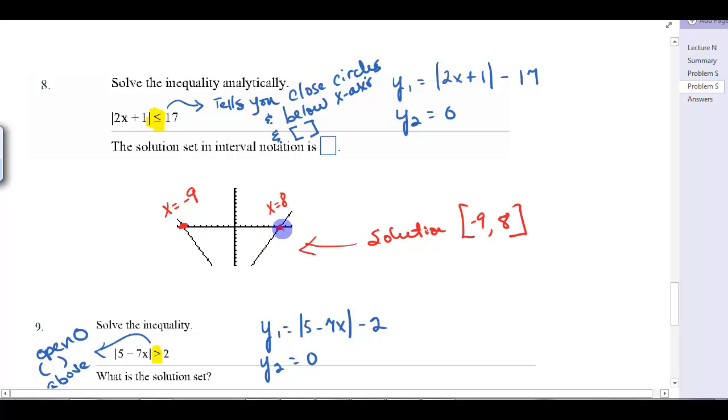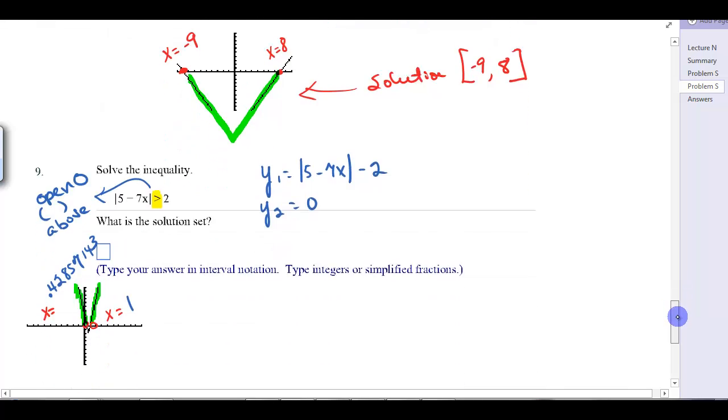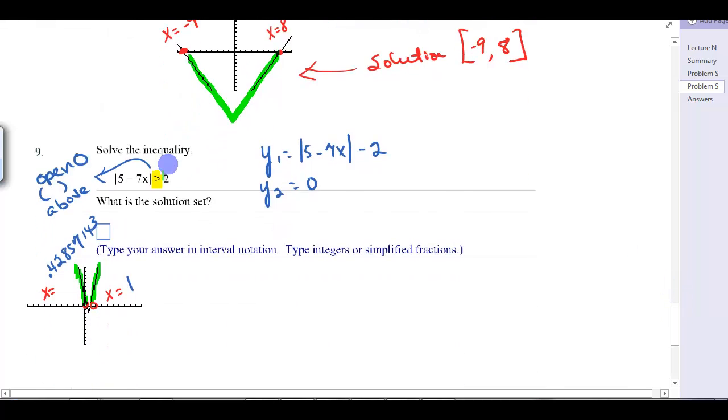Find the x-intercepts in this one. You get -9 and 8, and you do know that you're talking below, so you go from -9 to +8 with brackets. Number 9, now we're above the x-axis. We have open circles in our sketch, and we have parentheses in our answer.